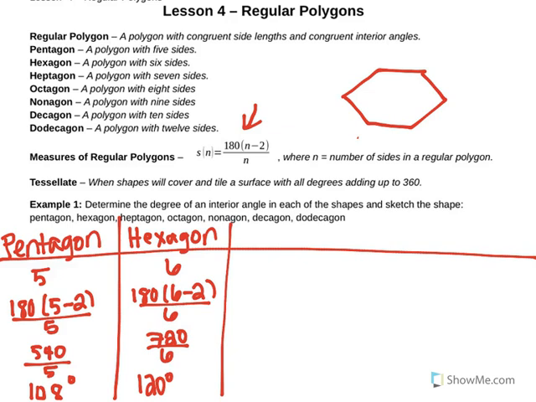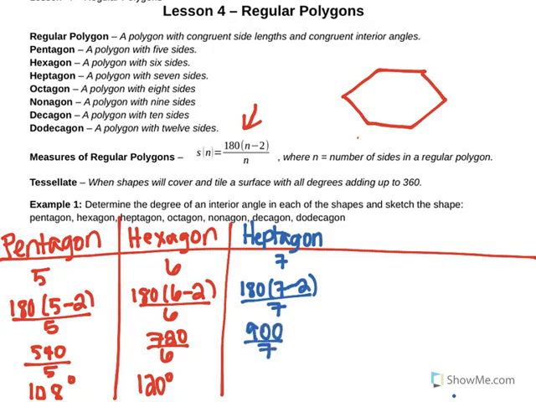Our next shape is a heptagon. A heptagon has 7 sides. I'll change the color. So we would do 180 times 7 subtract 2 divided by 7. Our sum of a heptagon is going to be 900 degrees. When we divide by 7, that makes each one of them 128.6.